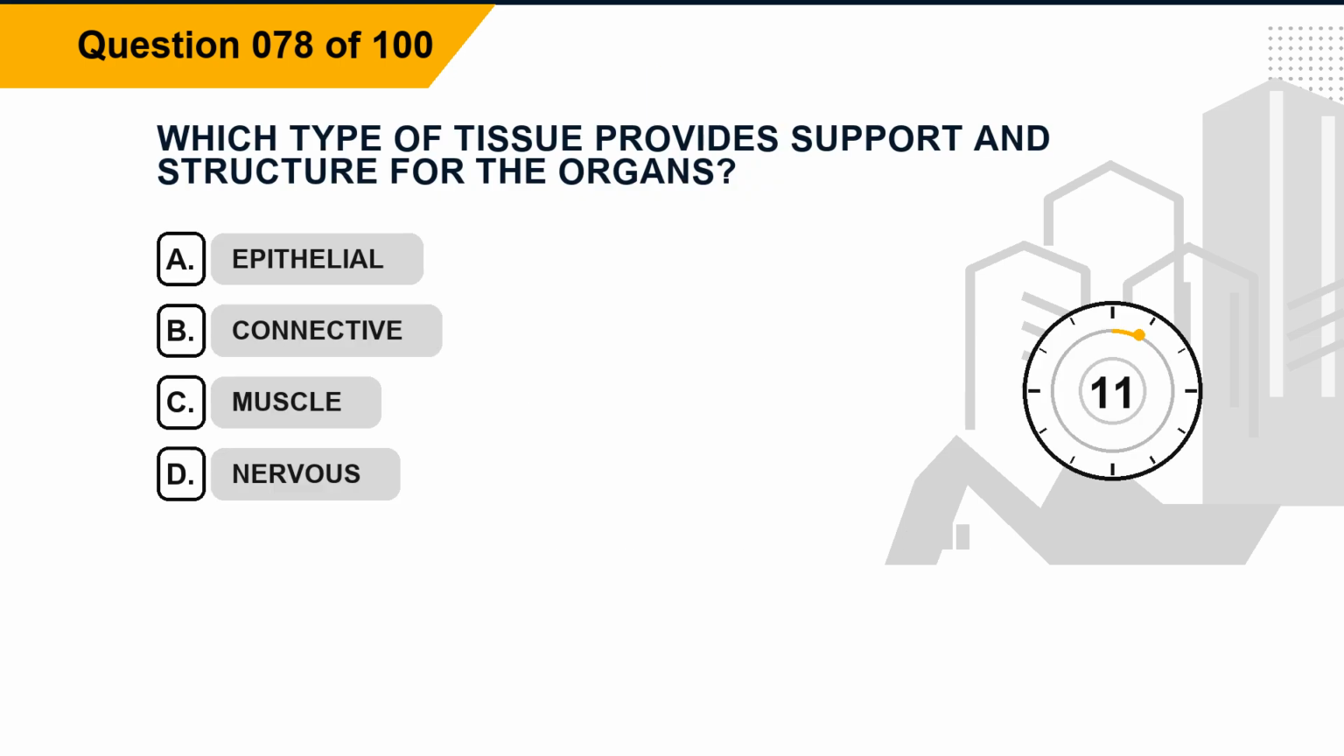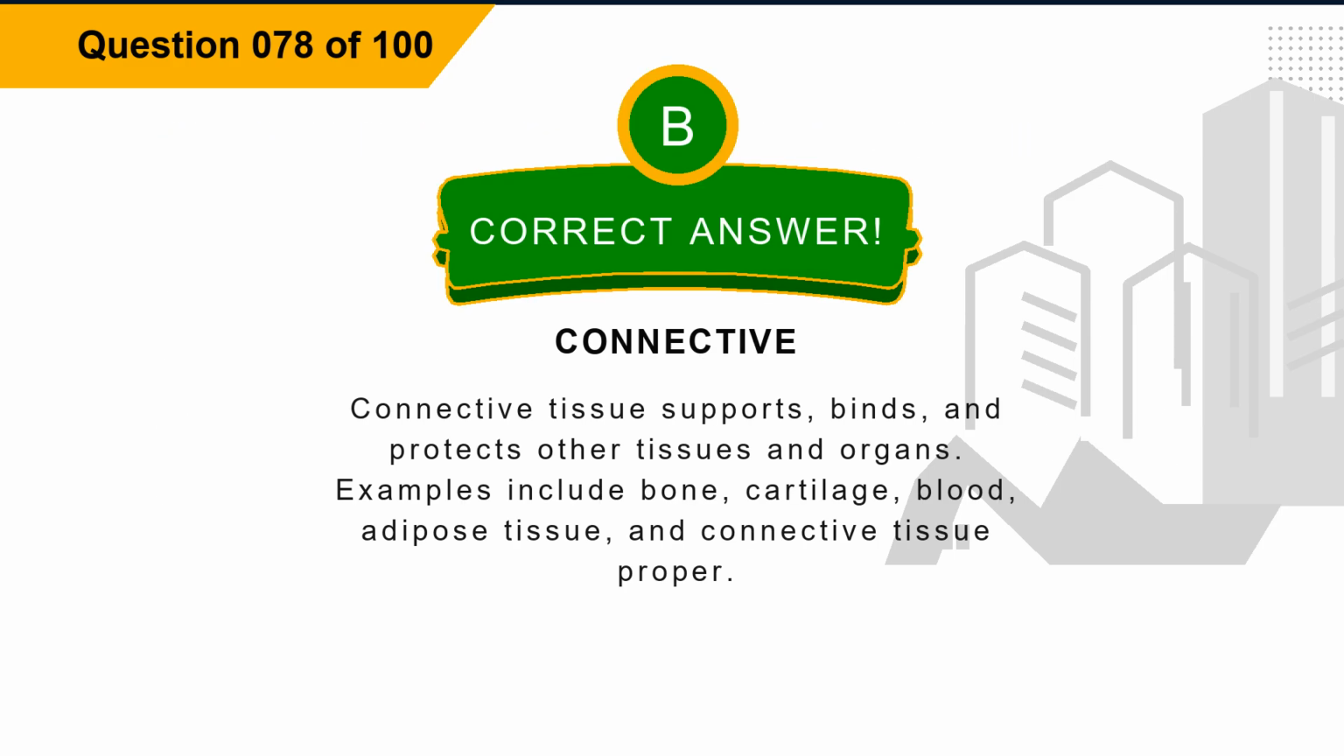Question 78. Which type of tissue provides support and structure for the organs? Option A, epithelial. Option B, connective. Option C, muscle. Option D, nervous. The correct answer is option B, connective. Explanation. Connective tissue supports, binds, and protects other tissues and organs. Examples include bone, cartilage, blood, adipose tissue, and connective tissue proper.